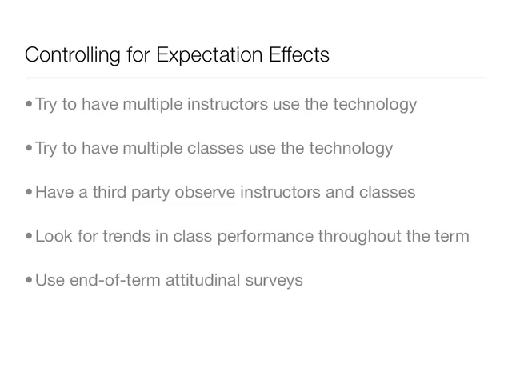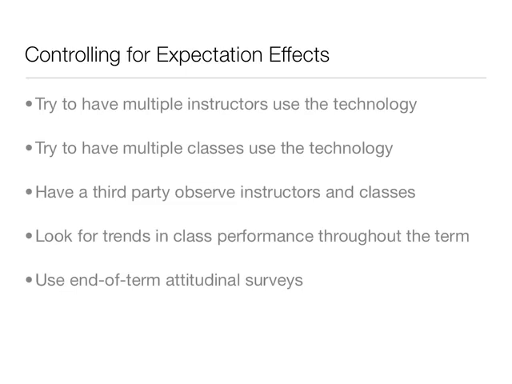Third, have a third party observe instructors and classes. In many cases, a third party will notice things that you as an instructor might not in terms of, for instance, placebo and halo effects. Fourth, look for overall trends in class performance. If you see an initial boost in performance that then seems to decline over the term, you might well be looking at the declining influence of expectation effects.